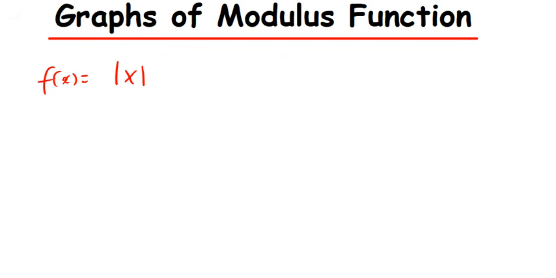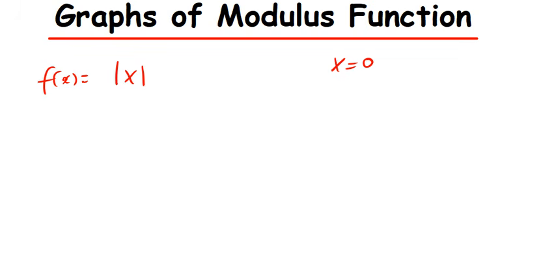So the parent graph is f of x being equal to the modulus of x. The best way is that we need to find the central point. What do I mean when I say the central point? Get what is in the modulus only, equal to 0. So for x, in this case x is equal to 0. So 0 is the central point.